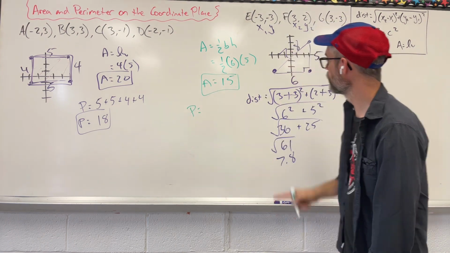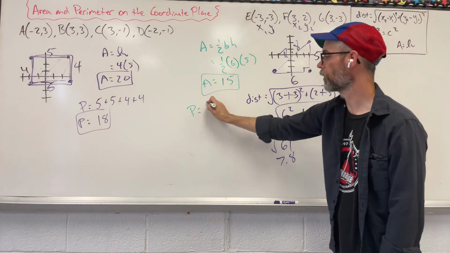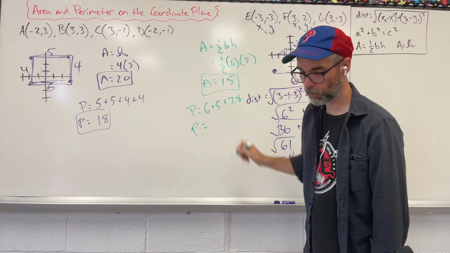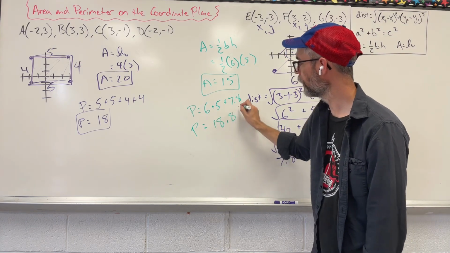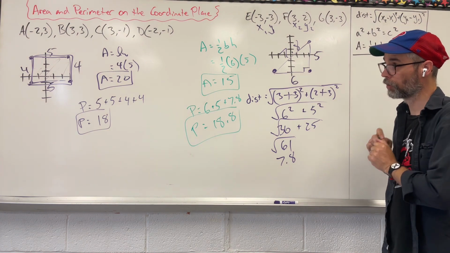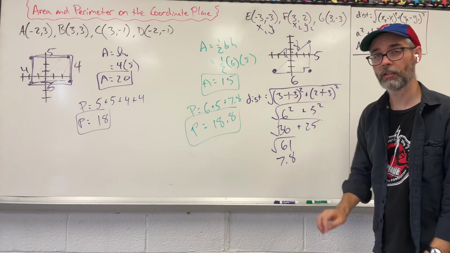Perimeter is going to be the distance all the way around. So we're going to say 6 plus 5 plus 7.8. Perimeter equals 18.8. And that is using the coordinate plane to find area and perimeter.